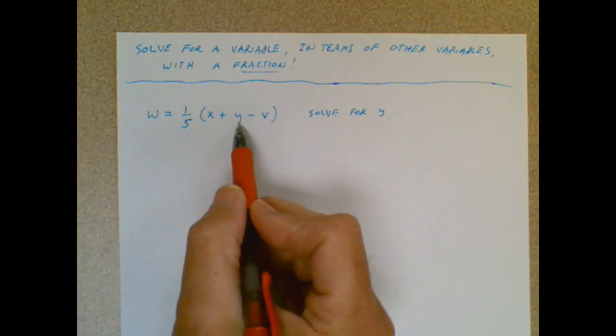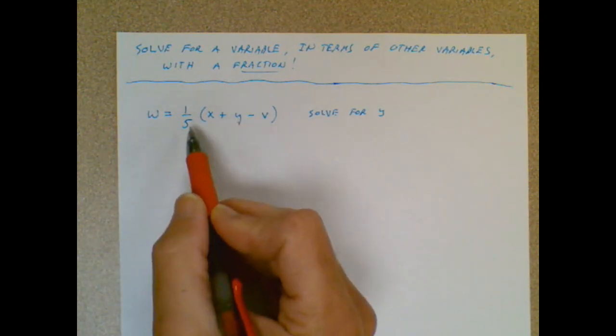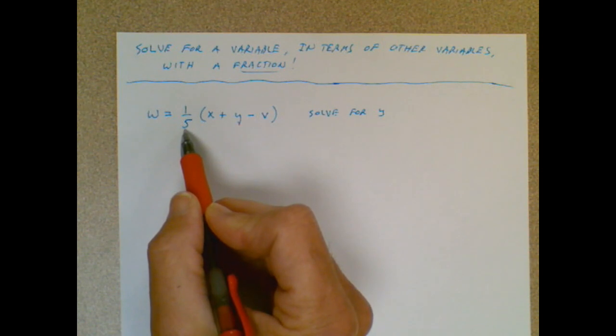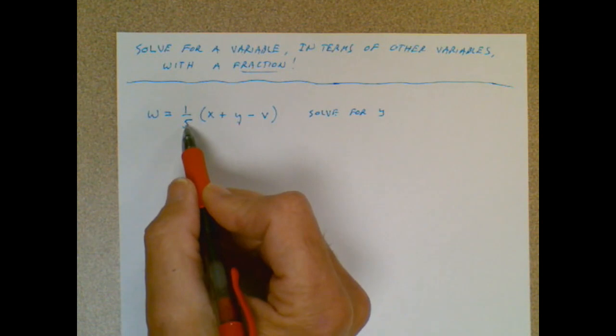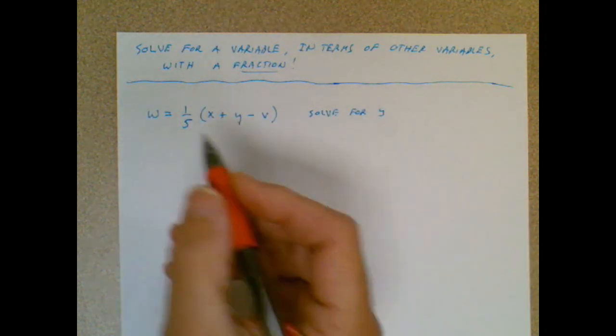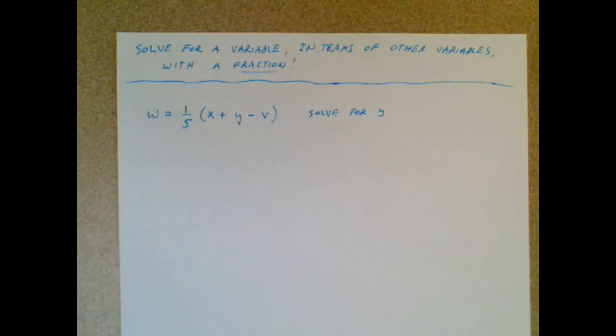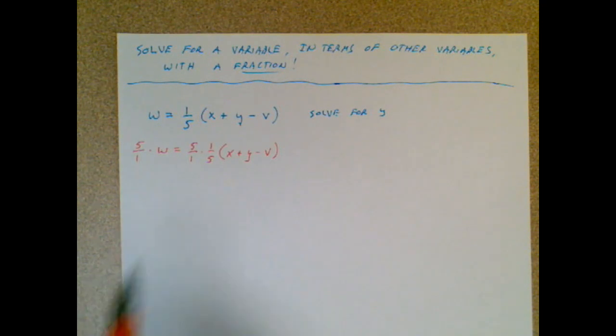I'm going to solve for y, which means get y by itself, but I have this pesky 1/5 hanging around here. It's really messing things up. So one thing I can do is get rid of the 1/5 by multiplying each side by the reciprocal of 1/5, which is 5 over 1. That's what that would look like.